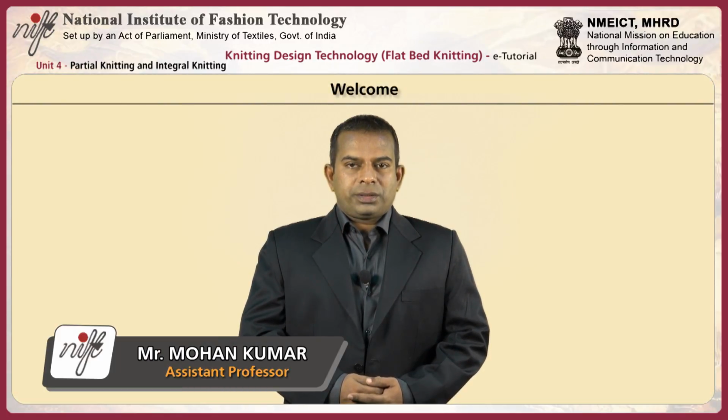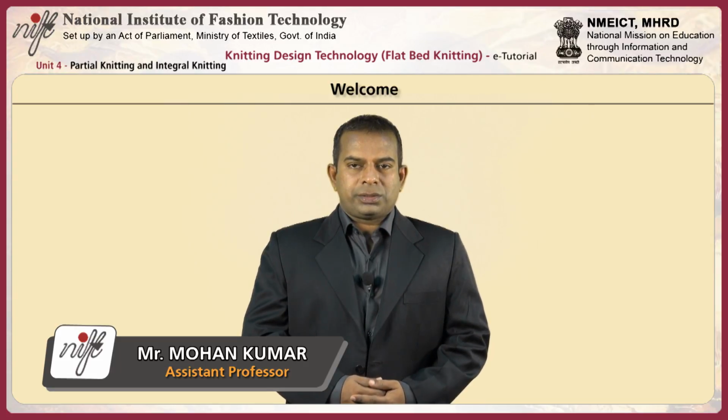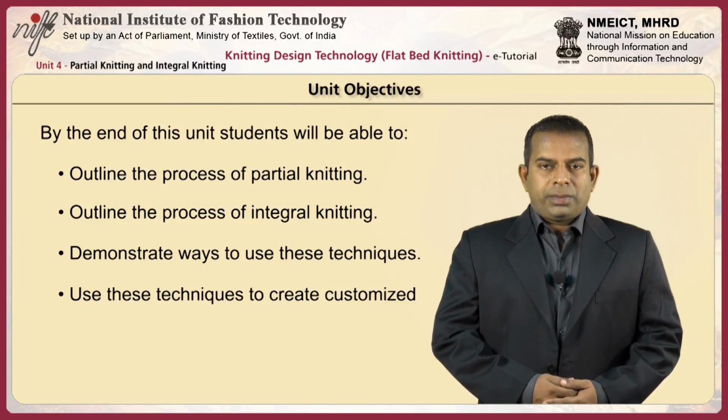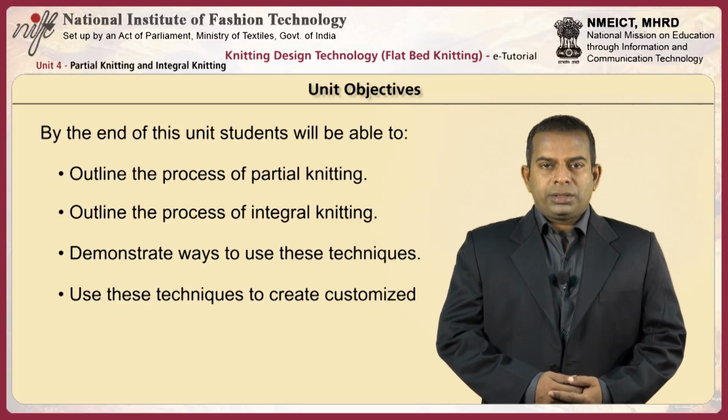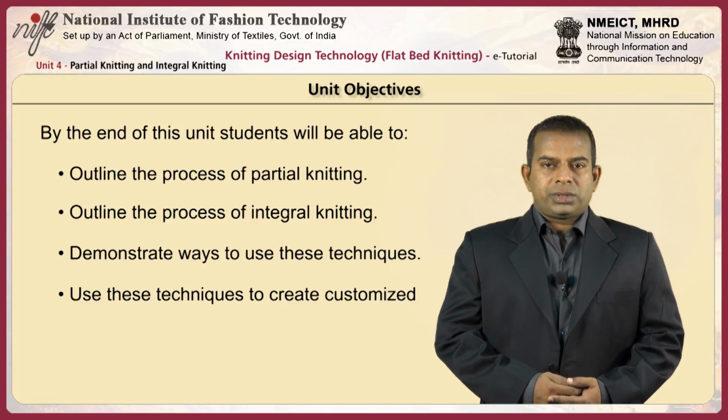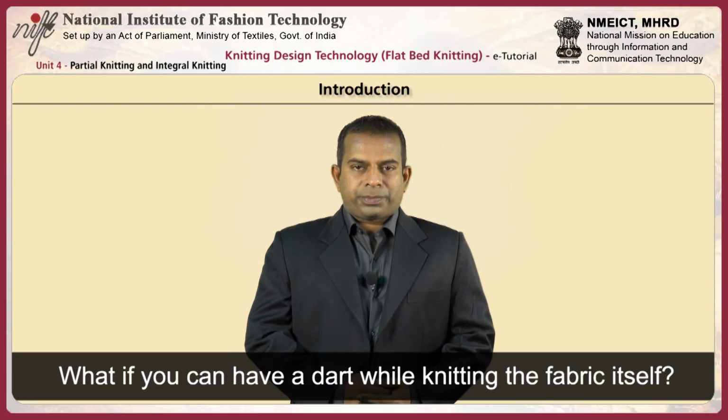The final unit explained the possibilities of creating three-dimensional structures and fabrics. By the end of this unit, students will be able to outline the process of partial knitting, outline the process of integral knitting, and demonstrate ways to use these techniques to create customized variations.